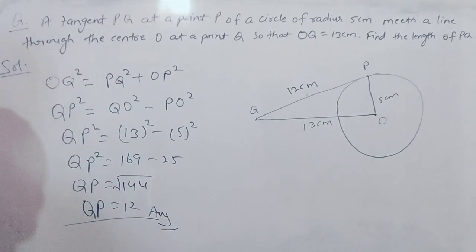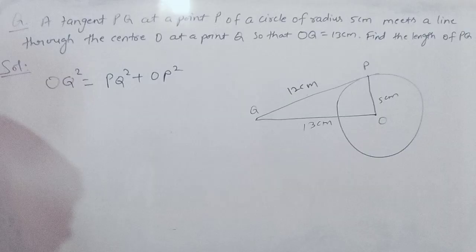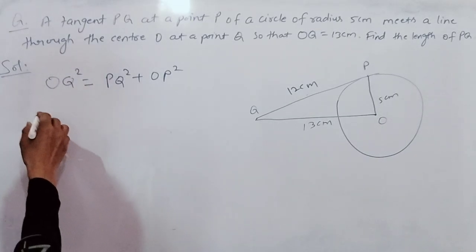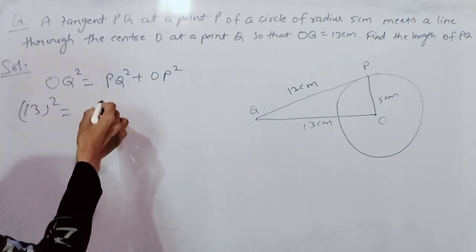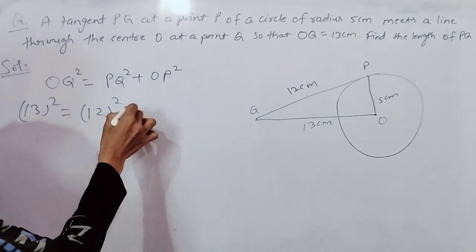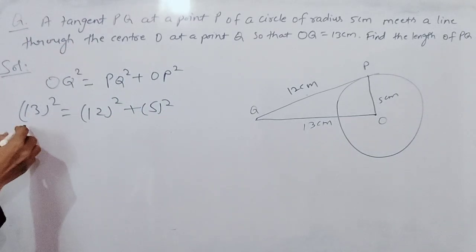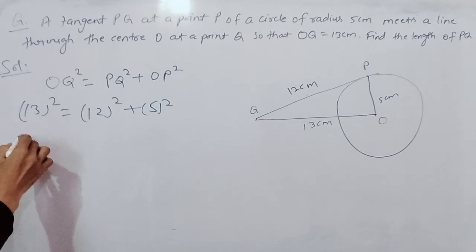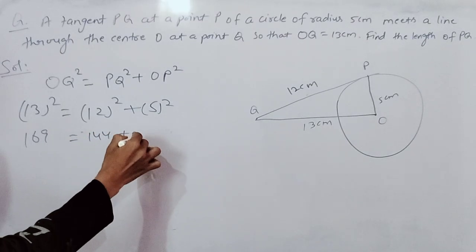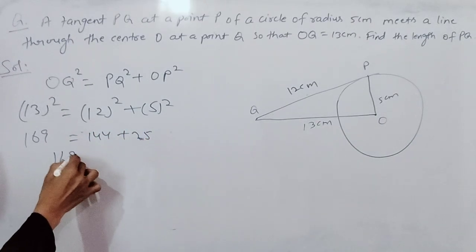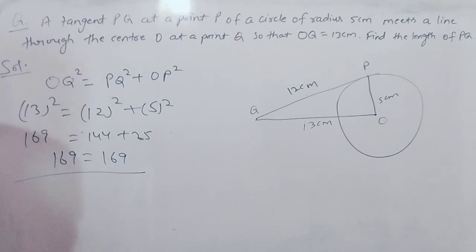Is our answer correct or not? You can check. How will you check? OQ is how much? OQ is this much, PQ is 12 and OP is 5. Now you will realize at the end this will be equal to this: 169, as you know, 144 plus 25, 169. So LHS is equal to RHS.